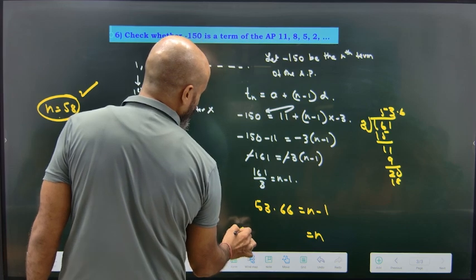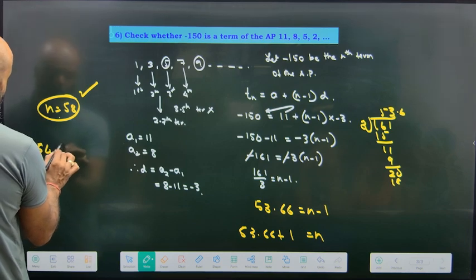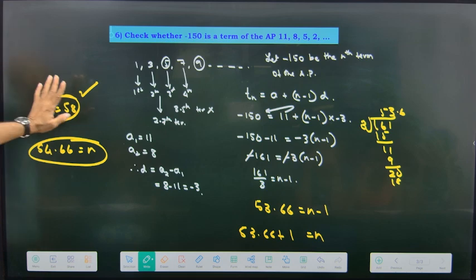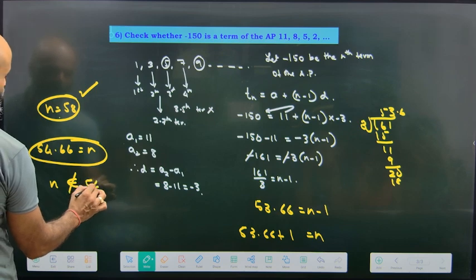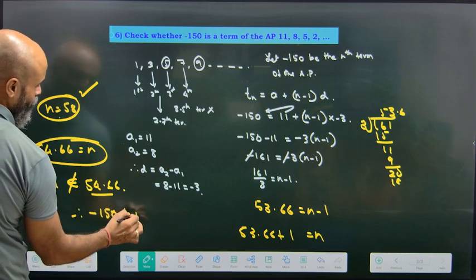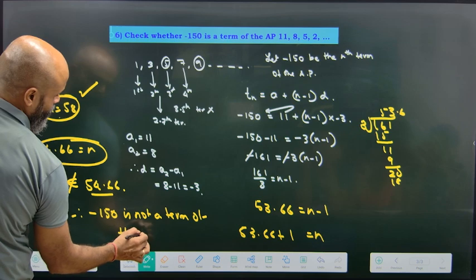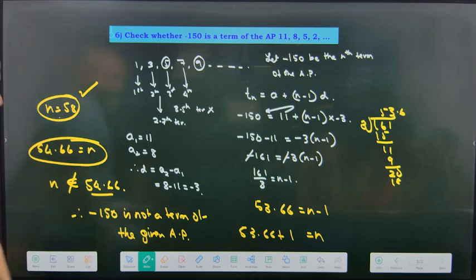So the value of n will be 53.66 plus 1. So that's how much? 54.66. So n is basically not a natural number. This is not possible. Decimal value of n is not possible. It has to be 1, 2, 3, 4, 1000, 100, whatever, but decimal value is not possible. So n couldn't be equal to 54.66. So therefore minus 150 is not a term of the given AP. Are we clear on this one, people? Clear?